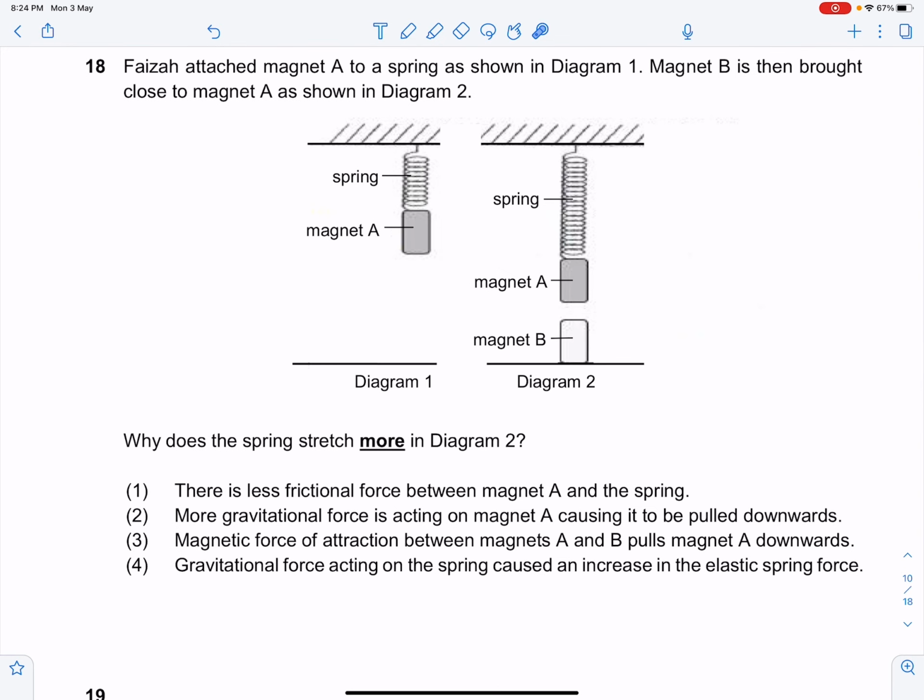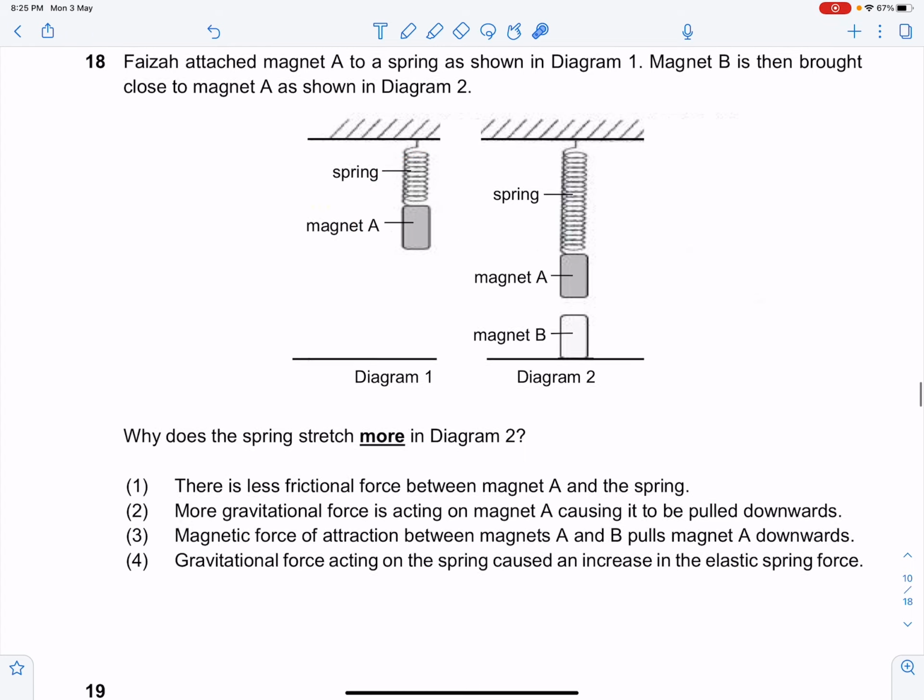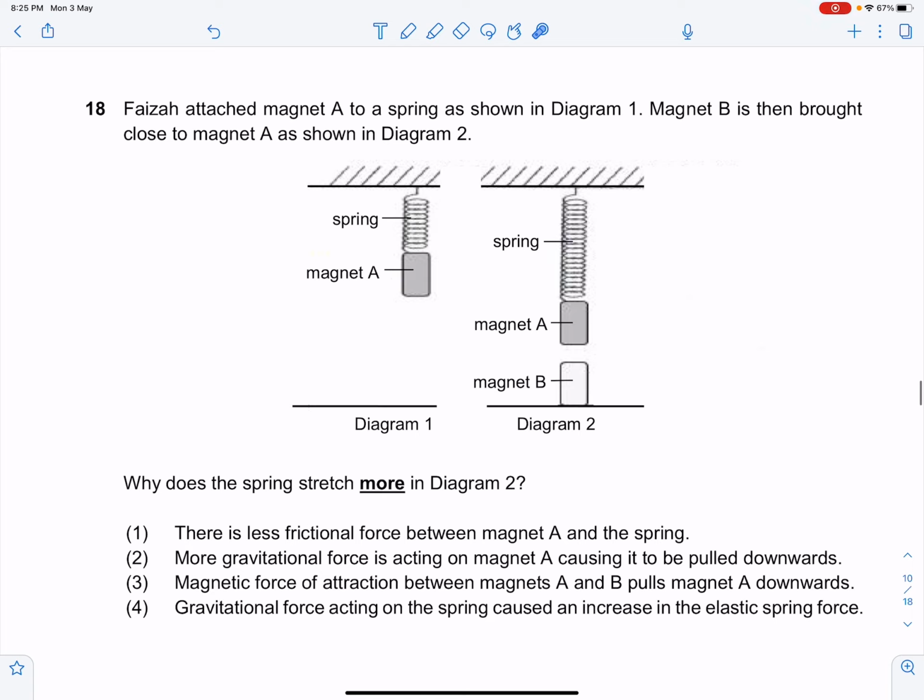Question number 18. Very common question. This question is actually on forces. You'll be surprised, but yes, it's on forces together with magnets. Let's take a look at it. Faizal attached magnet A to a spring as shown. Magnet B is then brought close to magnet A as shown in diagram 2. Why does the spring stretch more in diagram 2?